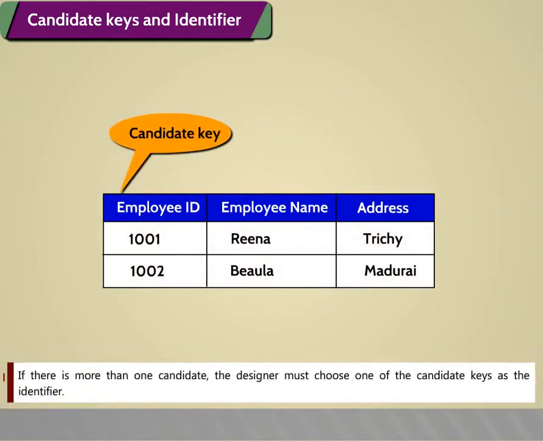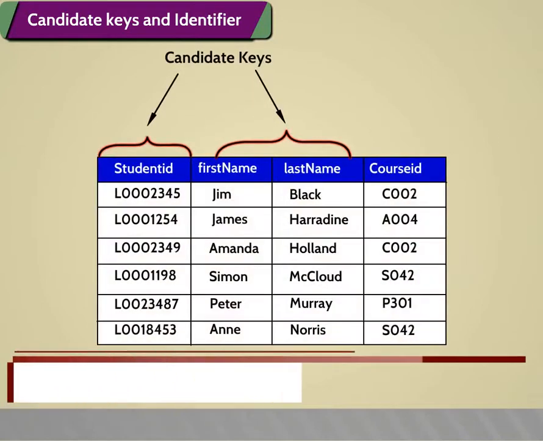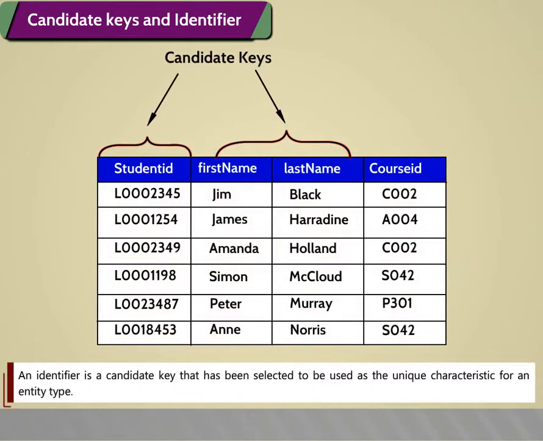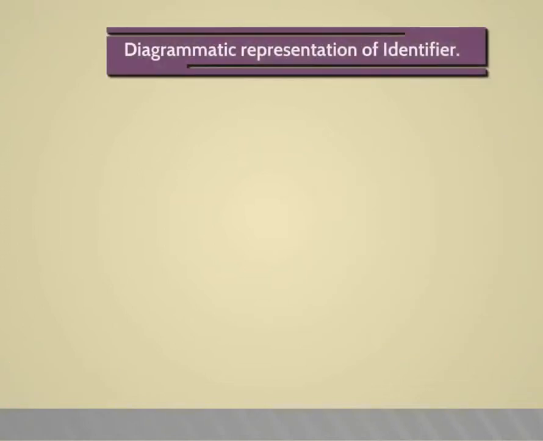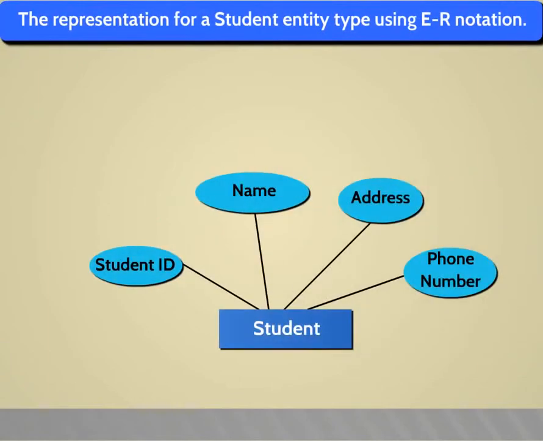If there is more than one candidate, the designer must choose one of the candidate keys as an identifier. An identifier is a candidate key that has been selected to be used as the unique characteristic for an entity type. The diagrammatic representation of identifier. The representation for a student entity type using ER notation.